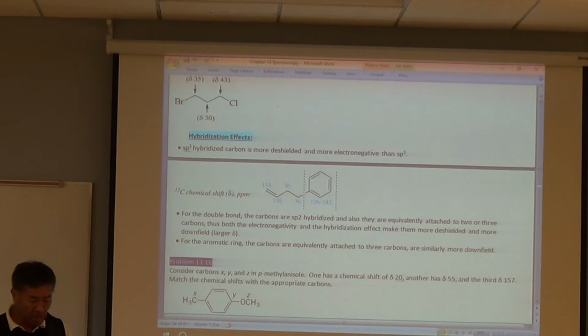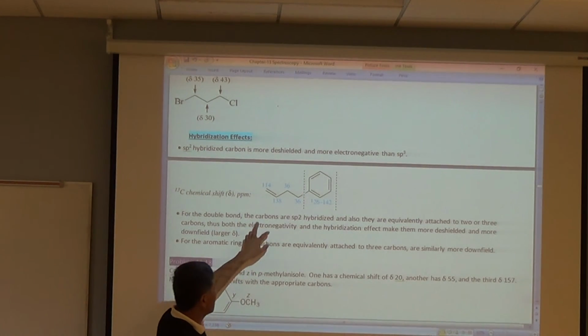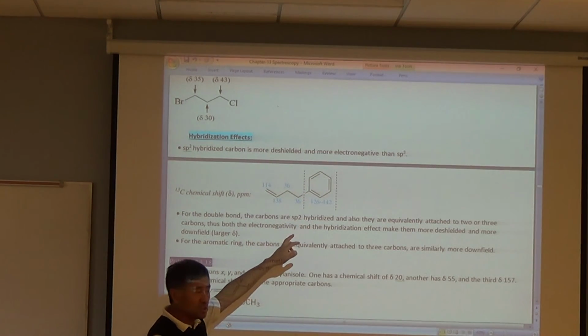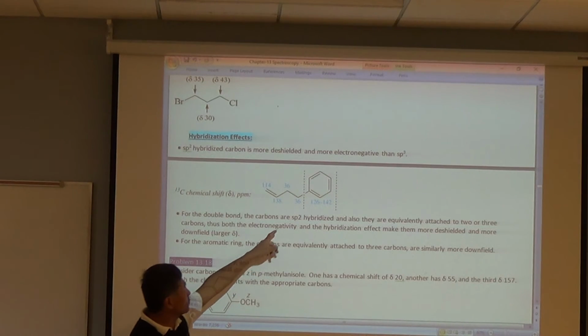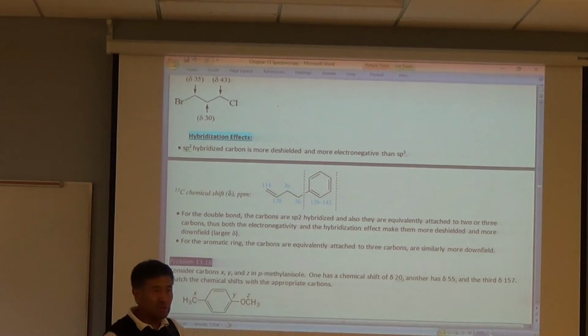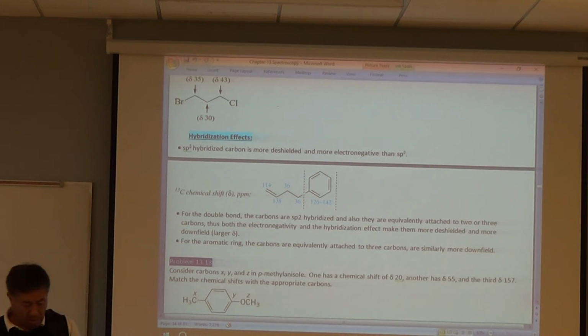So the hybridization has a very dramatic influence on the carbon's chemical shift. For those double bonds or the benzene ring, you will see the number is in the hundreds, compared with those sp3 carbons, which are about 50 and 40. So that is the pattern you can examine when you have the table.